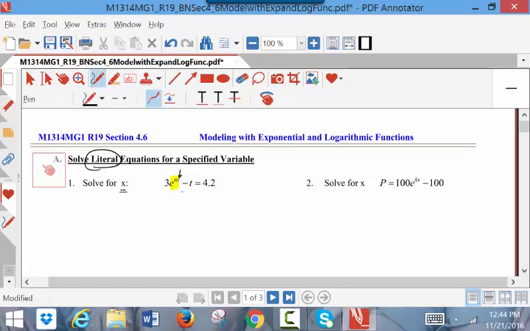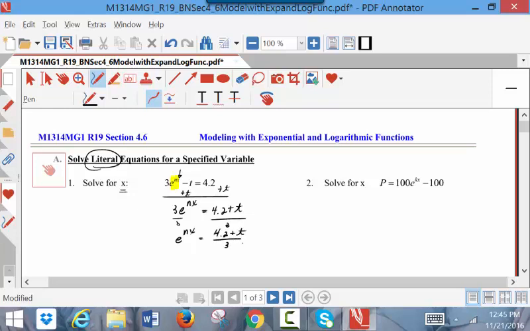So the first thing we need to do is move the t to the other side. So we're going to add t to each side of this equation. So then we have 3e to the exponent of nx equaling 4.2 plus t. So again, the focus is on x and on this term. Now we need to get the 3 off of it. So we divide both sides by 3. So then you have e to the nx equaling this big fraction, 4.2 plus t all over 3.